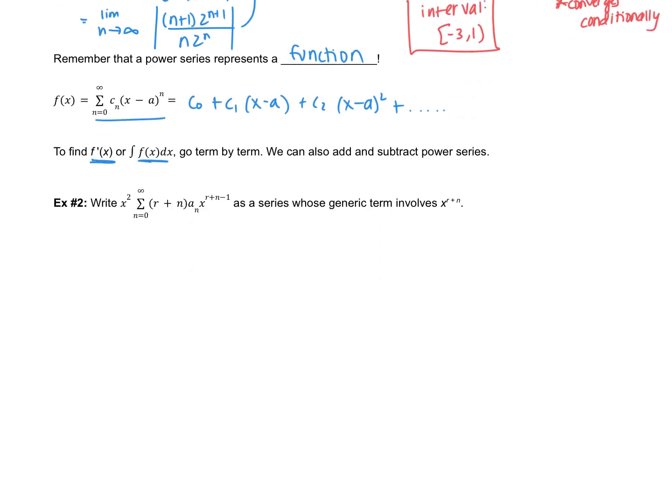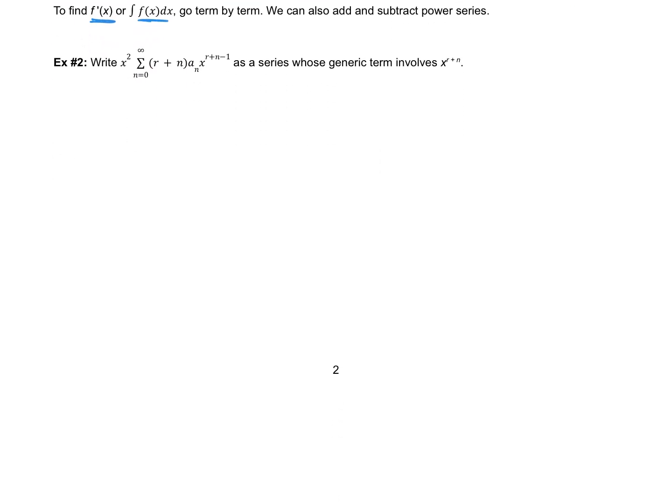So let's see an example of this in example number 2. We are going to write x squared multiplied by this power series as a series whose generic term involves the power x to the r add n. Okay, so I'm going to start by multiplying this x squared in, so it's going to affect the power on this x. So that'll become the sum from n equals 0 to infinity of r add n, a to the n, x to the r add n add 1. Well, we want it to just be r add n, not r add n add 1.